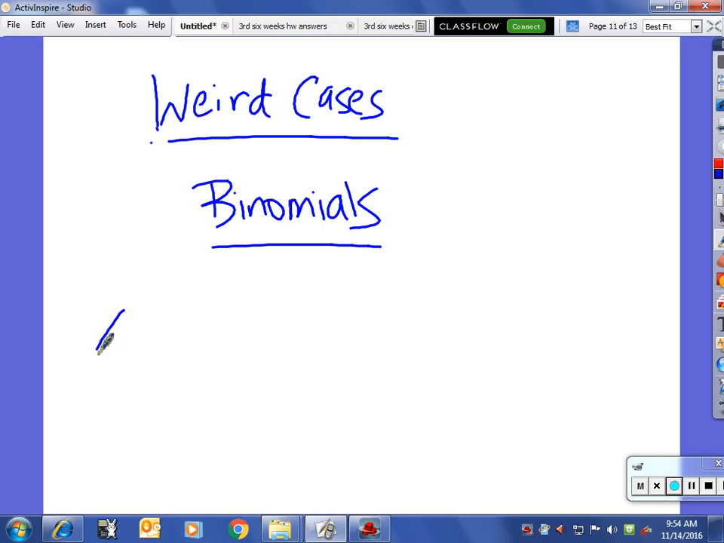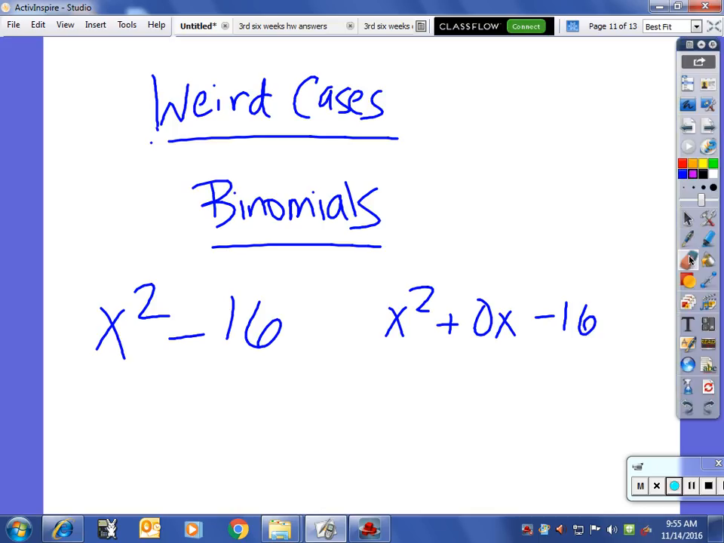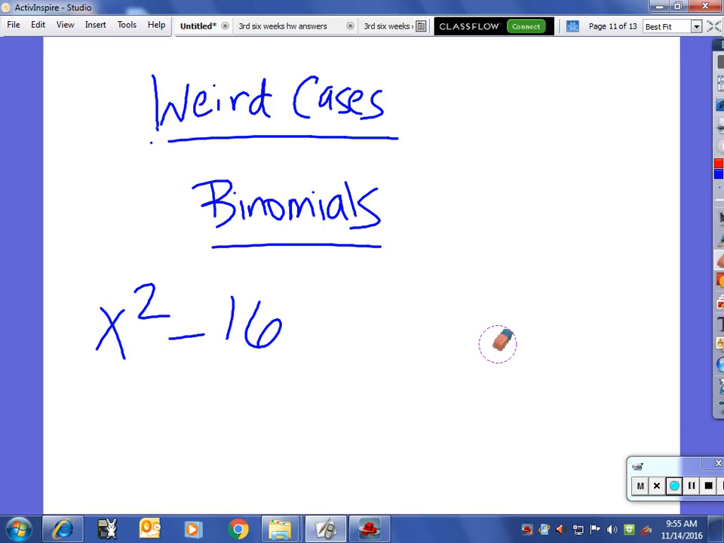Here is one of those cases. What's missing here? The b, the middle term, the bx's. It's like we have x squared minus 0x or plus 0x minus 16. There's nothing in the middle. The b is missing. When the b is missing, 9 times out of 10, that's going to be the difference of 2 squares, which makes your life so much easier.